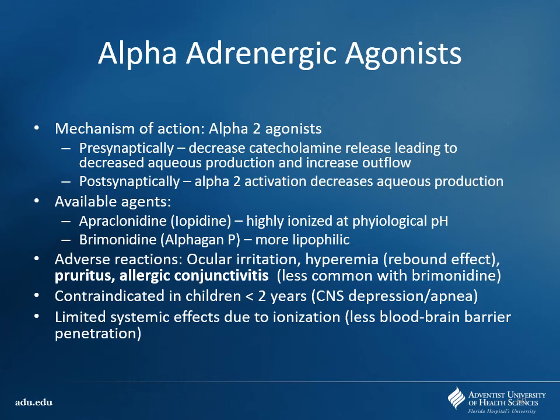Now, the nice thing about these is they tend to be a little more charged at physiologic pH, which means they cannot cross the blood-brain barrier easily. When this does occur, you can see things like apnea and sedation as a big side effect, which is why you do not want to use these in kids less than 2 years of age. The blood-brain barrier is a little less mature, and you can find some CNS side effects from that. This will be important when we talk about a drug called clonidine later on. It fits in that same category. So if you've heard of that, keep it in the back of your mind, because it will come up later in the hypertension section.